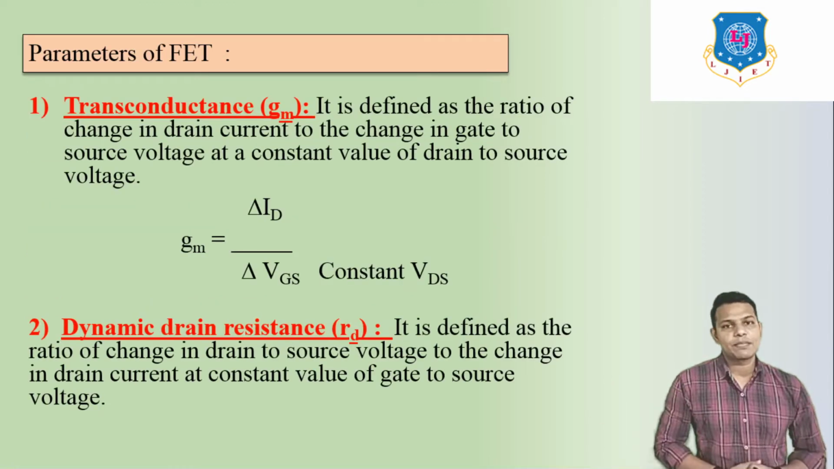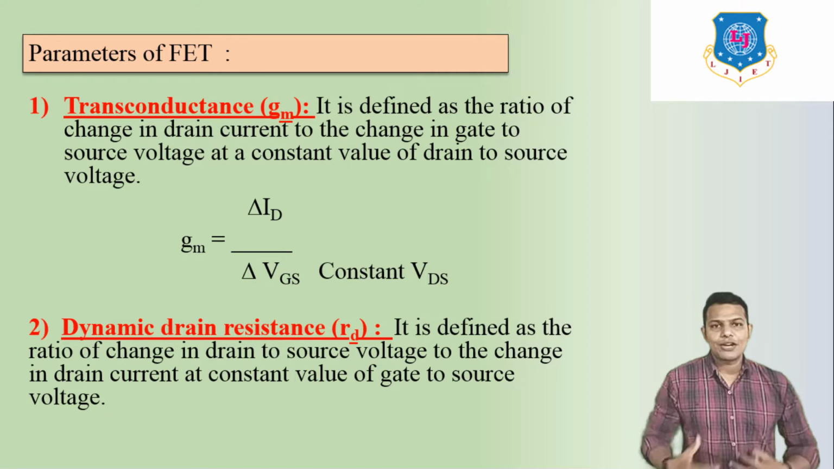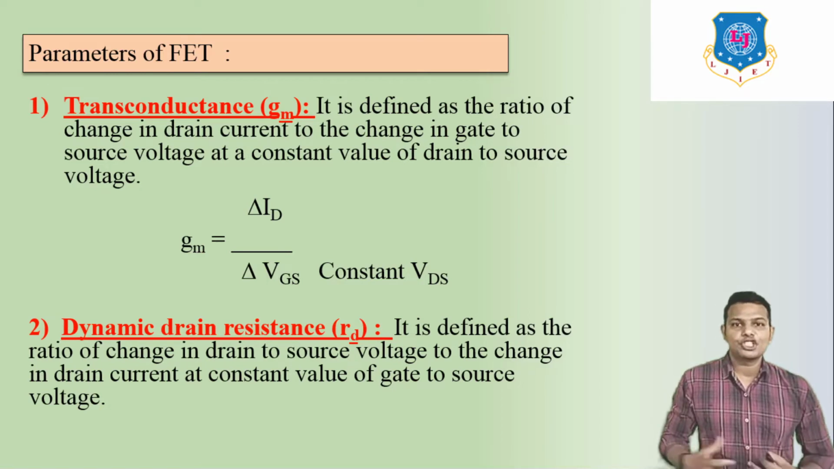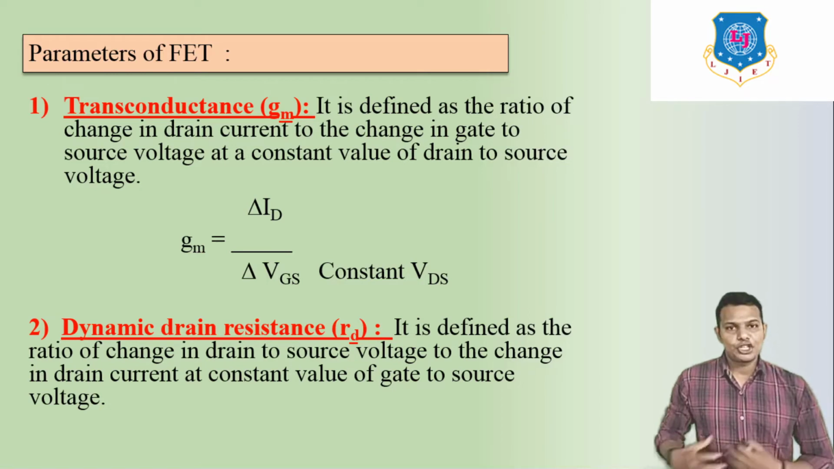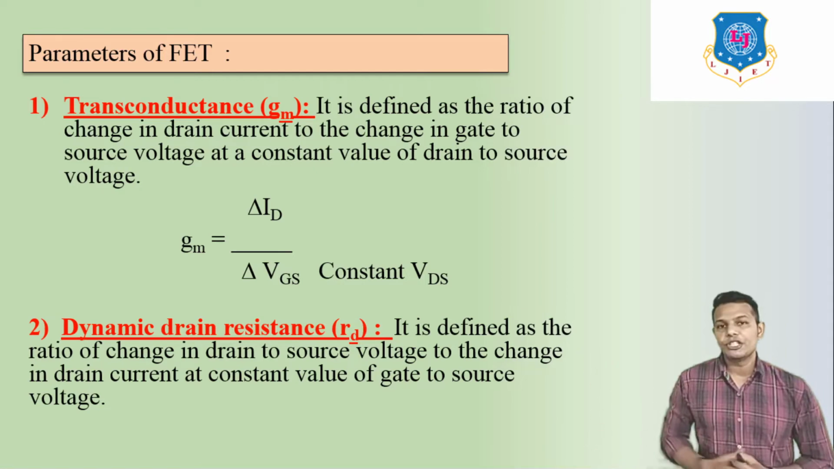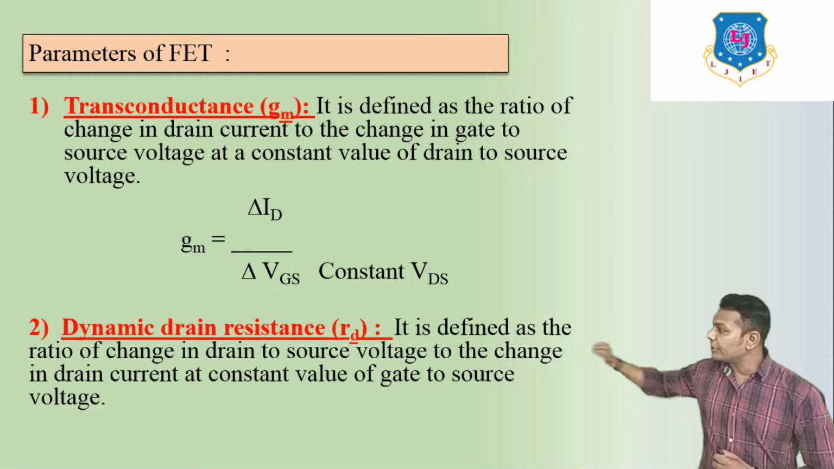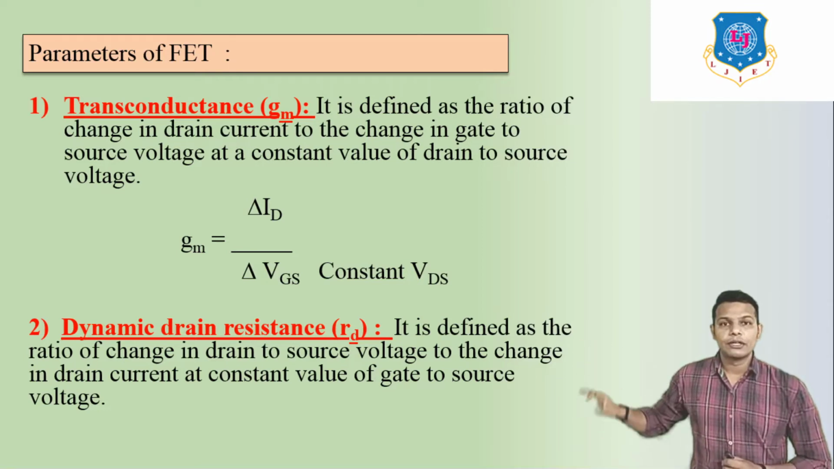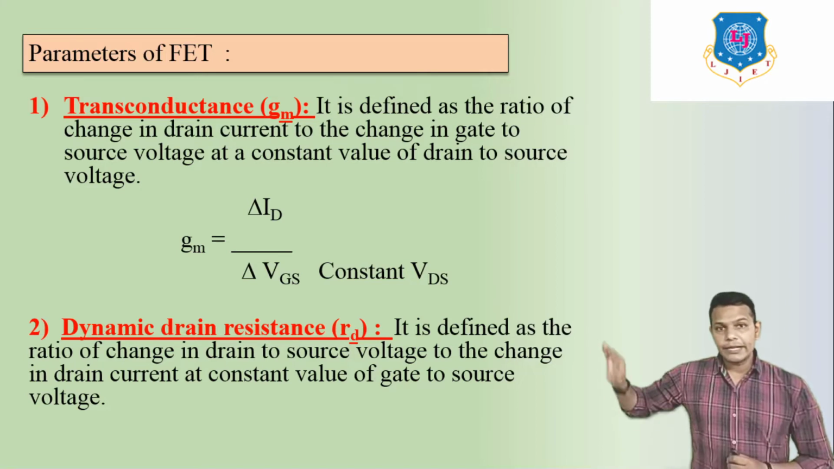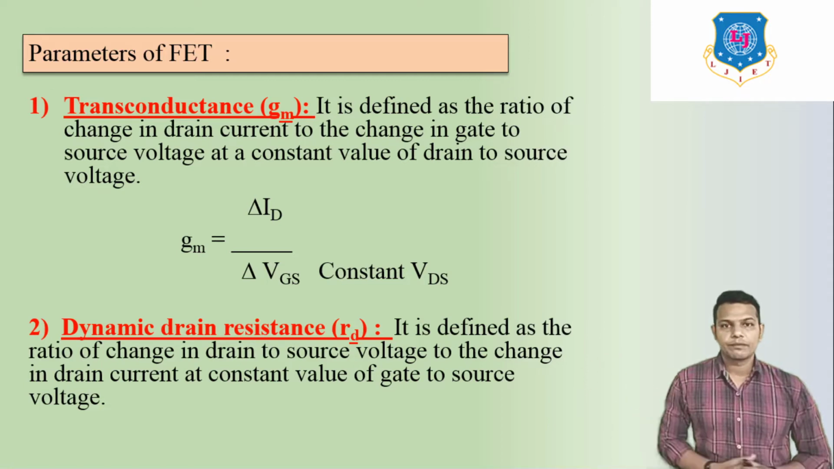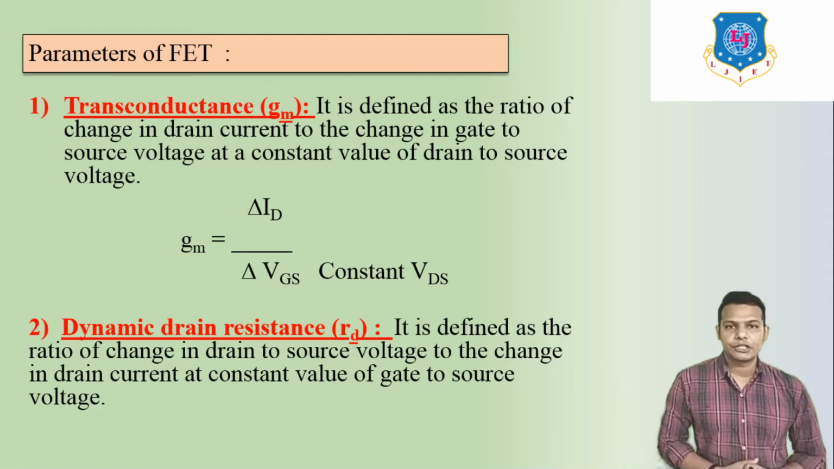Now let us discuss its parameters. Number one is transconductance. Conductance is G, and transconductance is denoted as Gm. Gm is equal to delta ID upon delta VGS at constant VDS. So at constant VDS, we have the ratio of change in drain current to change in gate to source voltage. That is known as transconductance.